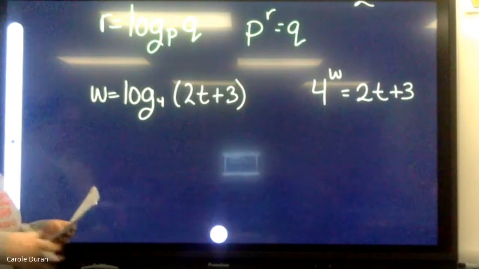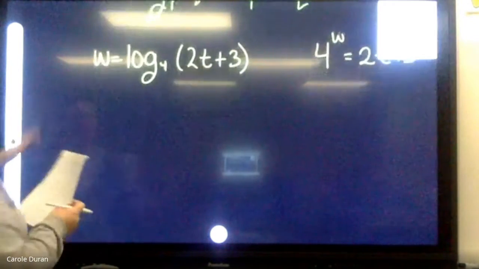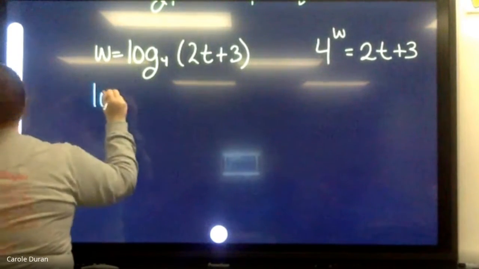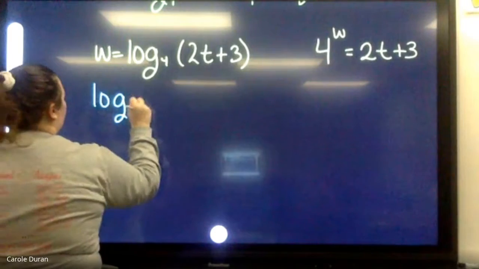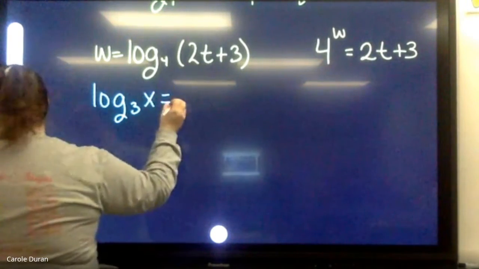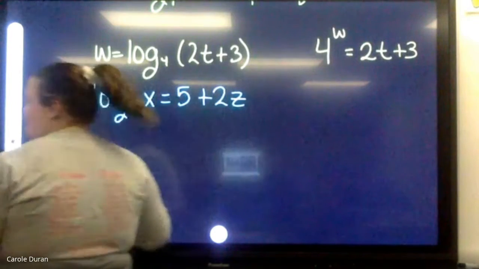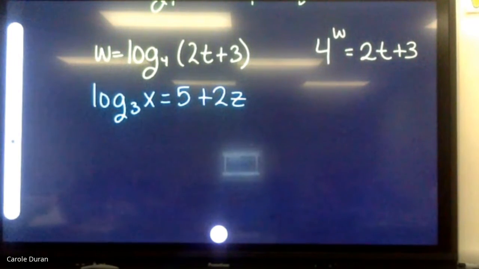Okay, one more. Well, actually, two more, technically. So now let's do log base 3 of x equals 5 plus 2z. I would like for you to rewrite that as an exponential.